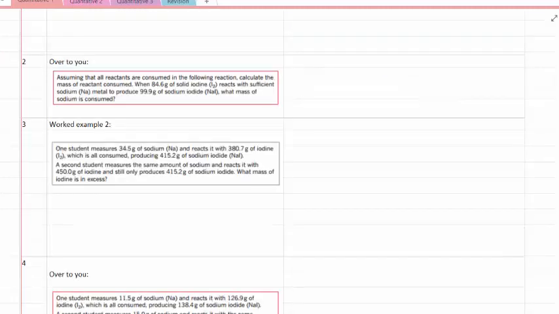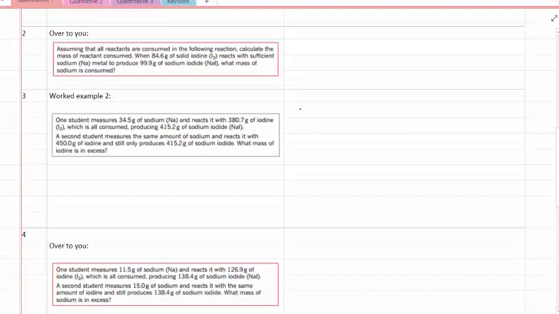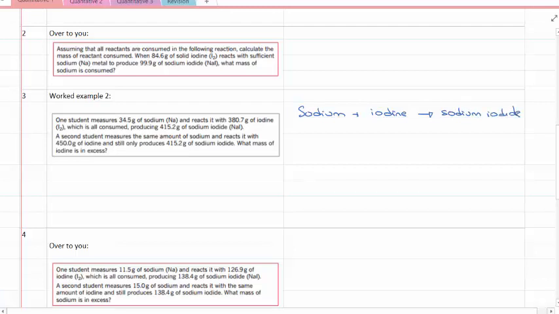Question 3 is a little bit different. Okay, so again we've got sodium reacting with iodine to produce sodium iodide. Now, what they've told us is that if we've got 34.5 grams of sodium, that will react with 380.7 grams of iodine to produce 415.2 grams of sodium iodide.